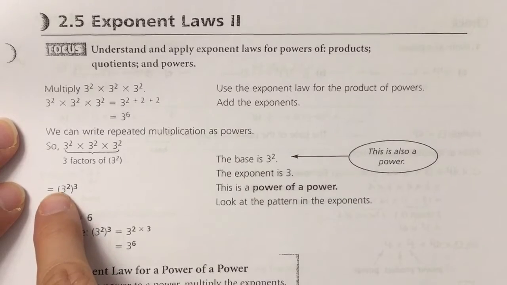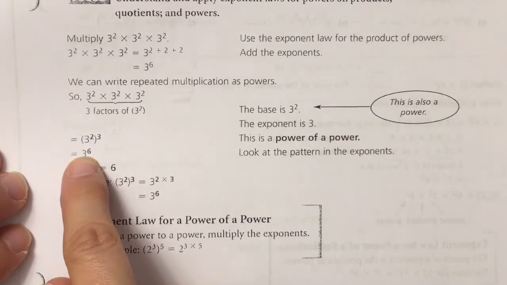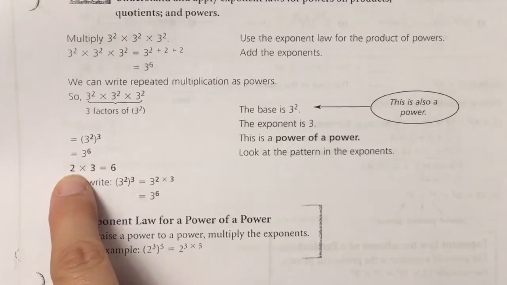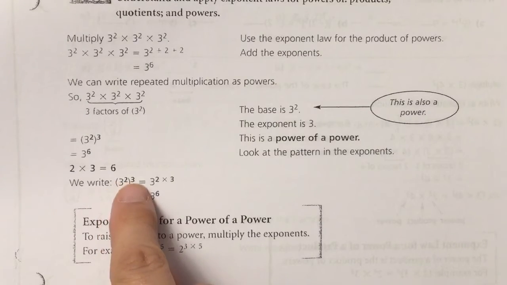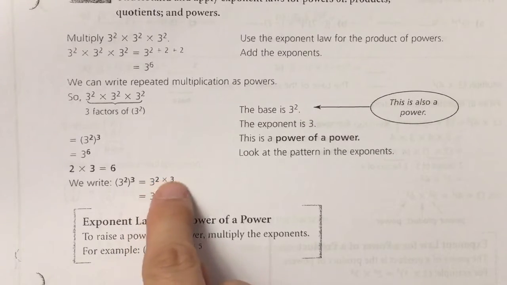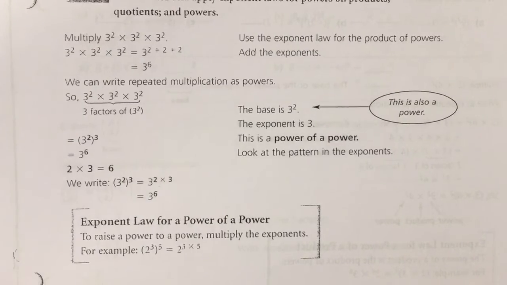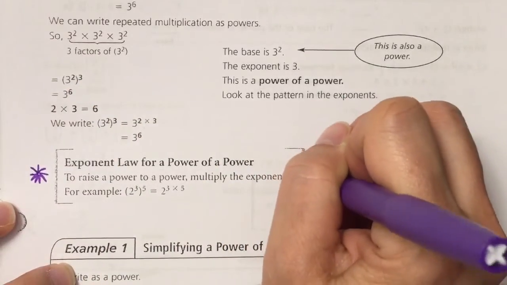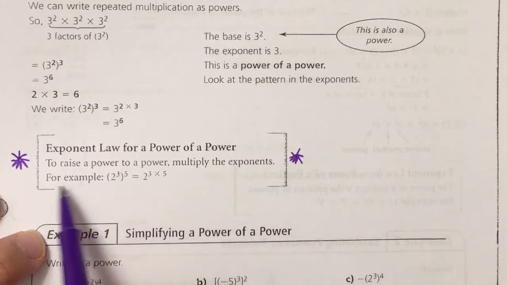Okay, so 3 squared cubed, the same thing as saying 3 to the 6th. So we multiply, oh sorry, I said adding before, we multiply, okay? So 2 times 3 equals 6, so we write this 3 squared cubed equals 3, and then we put the exponents up high, 2 times 3, which is 3 to the 6, okay? So here is the exponent law for the power of a power, okay? So to raise a power to a power, we multiply the exponents.